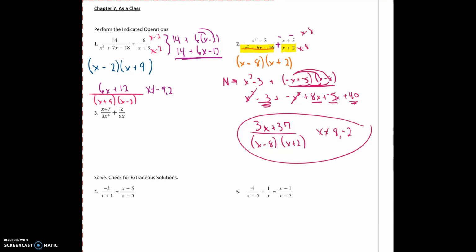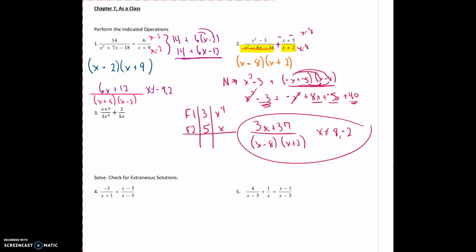And then the third one. So the third one might be a little tougher to see the least common denominator. So this would be a good time to make that table. And so when I look at the first fraction, I have a 3 and I have an x to the 4th. And then in my second fraction, I have a 5 and an x.